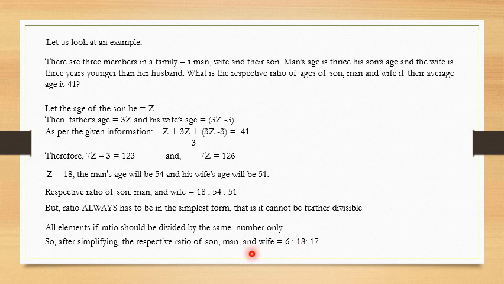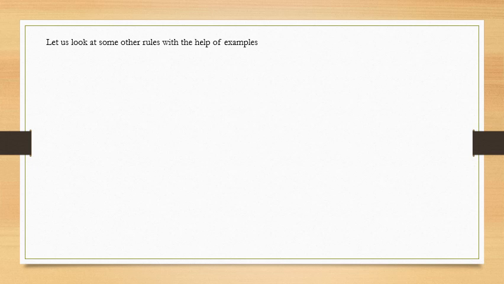6 can be divided by 6, 18 can be divided by 6, but 17 cannot be divided by 6. So there is no number which can divide all these three numbers. Therefore, this is the simplest form of the ratio, 6 is to 18 is to 17. Let's look at another example. You have to divide rupees 13,200 between three people in the ratio of 3 is to 7 is to 12.